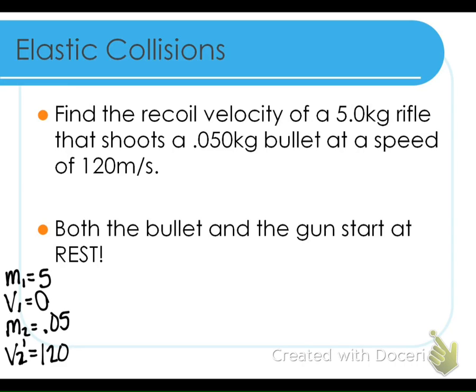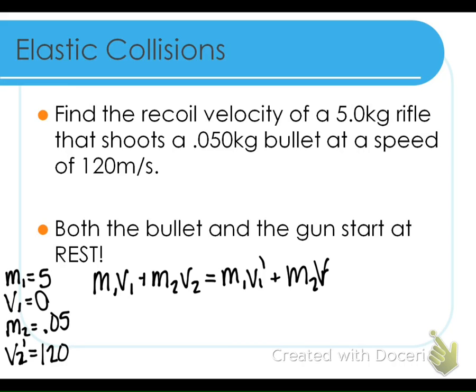So let's go ahead and start plugging things in. We'll go ahead and just use this equation, M1V1 plus M2V2 equals M1V1 prime plus M2V2 prime. Okay, that's the equation that we're using. So let's go ahead and plug things in. We take 5. We know our initial velocity is 0. We know the initial velocity of our bullet is also 0. So that whole left side of the equation's momentum is 0.